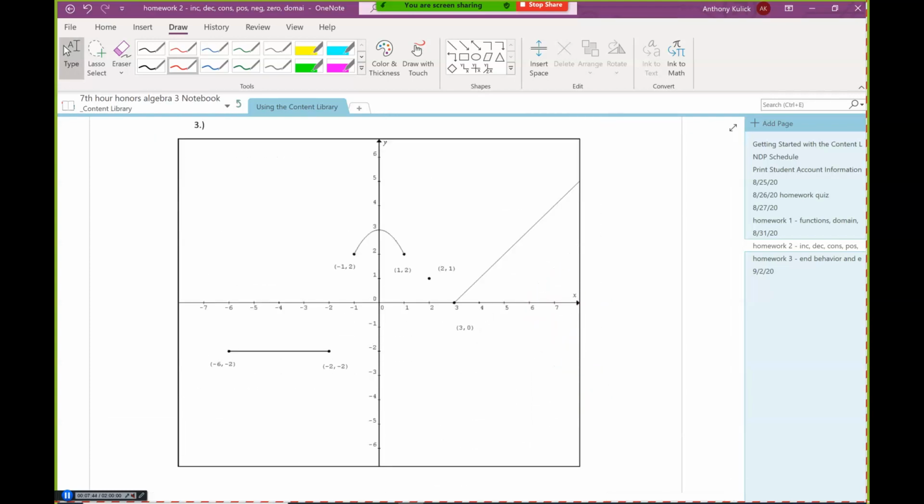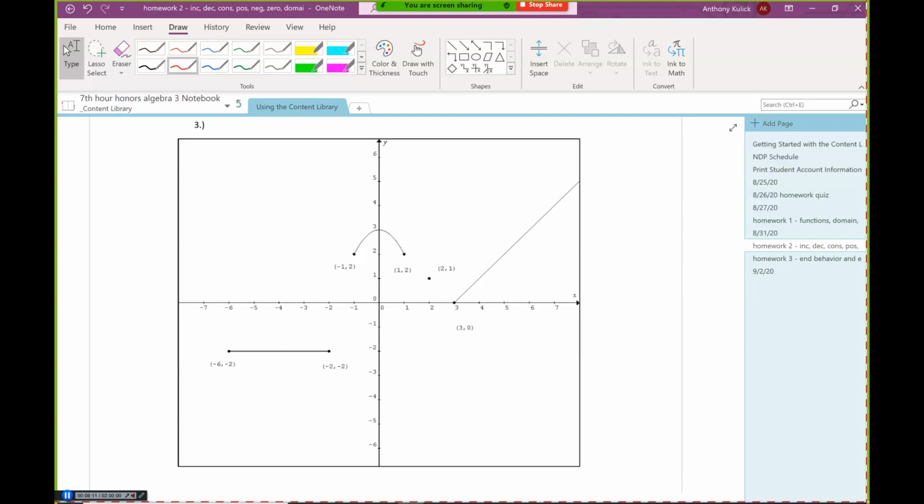Okay, so here I notice there are 4 disconnected pieces of the graph, right? And I notice that none of these pieces are overlapping, at least in the x direction, right? So I'm going to have 4 distinct pieces for my domain, and I'm going to do it separately for each piece and just put a union between them.